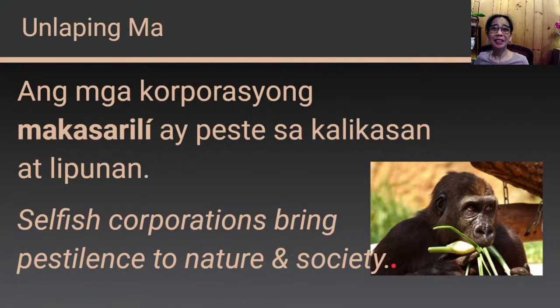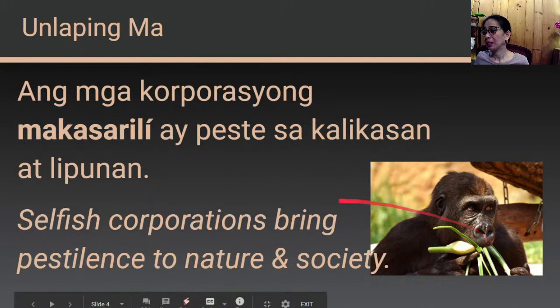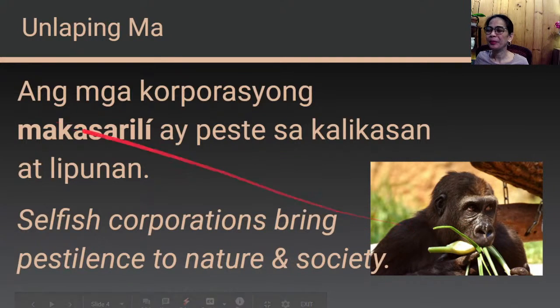Okay, so let's have sentence examples. Let's do one sentence here. Ang mga korporasyong makasarili ay peste sa kalikasan at lipunan. My symbol is the monkey, because I'm thinking of monkey business, but maybe I'm wrong about that. The picture of this monkey is being greedy. Ang mga korporasyong makasarili ay peste sa kalikasan at lipunan.